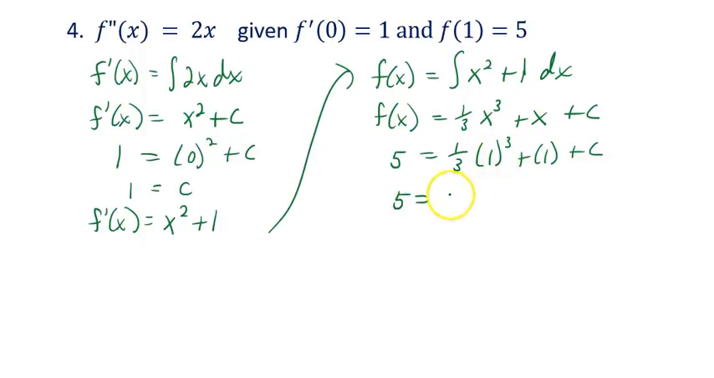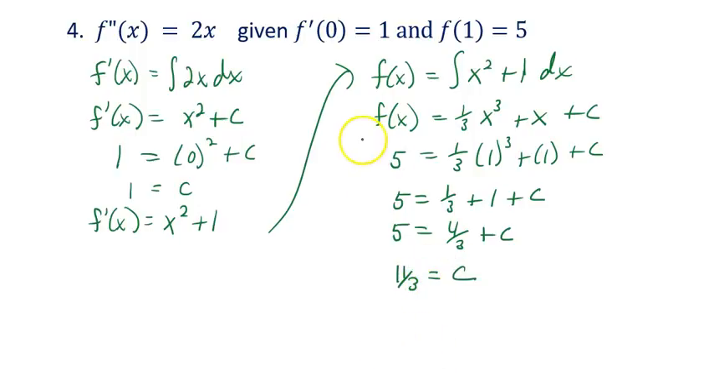And 1 to any power is 1, so I have 1/3 plus 1 plus c. 1/3 and 1 is 3/3, so 1/3 and 3/3 is 4/3. And if I subtract my 4/3 from 5, which is 15/3, so 15/3 minus 4/3, I'm going to have 11/3 as my c. And that was the c for the original equation. So f of x is going to be 1/3 x cubed plus x plus 11/3.